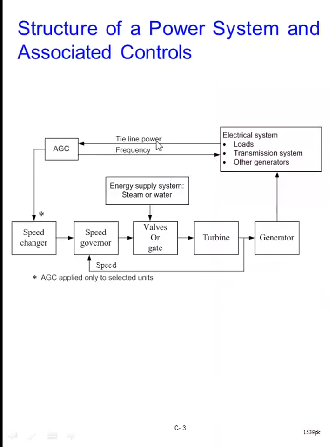So we get the information about the tie line power and the frequency from the network here. From this, we get the feedback of the frequency signal and the tie line power. So this is here, right? Sorry. So we have the measurement of tie line power and the frequency from the network.